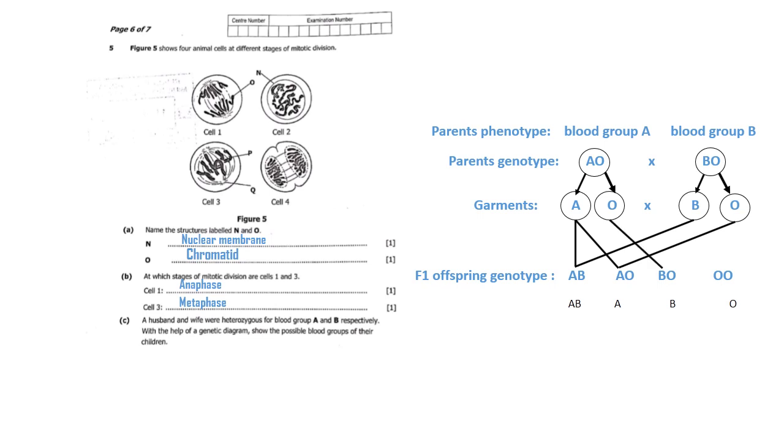And O will be pointing with B. That will be BO. Make sure to always start with the B, not with the O. And the other one will be blood group O. Make sure you follow these steps as I have done it for you to score all the marks. So you even have to write the offspring phenotype, that's blood group AB, blood group A, blood group B, and blood group O. So those were the answers for question number 5.